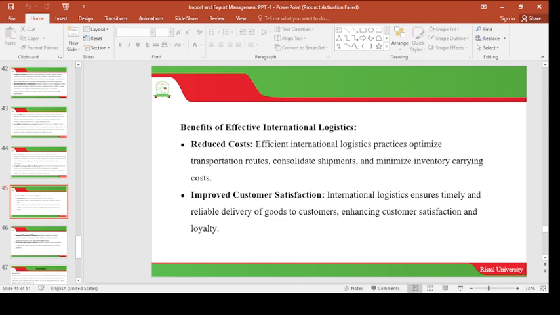So another point is improved customer satisfaction. International logistics ensures timely and reliable delivery of goods to customers. Goods will be available at any time because they move effectively from one country to another. Goods will be available in plenty and customers will be satisfied when they go to the market and find what they want, enhancing customer satisfaction and loyalty. It will create brand loyalty for that specific good.